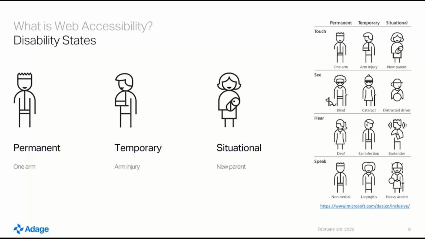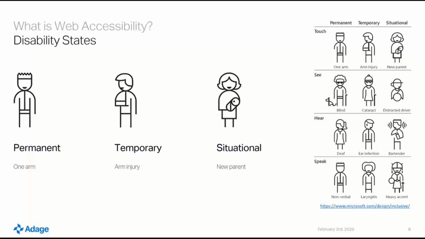The mismatches span across a whole spectrum from permanent, temporary to situational. In this example, someone may have one arm, and that's a permanent situation, and someone may have an arm injury, and that's a temporary disability situation. And then in the third scenario, a mother with a newborn baby, that's situational, because in that specific situation, she may only have one arm free to interact with devices and interfaces.